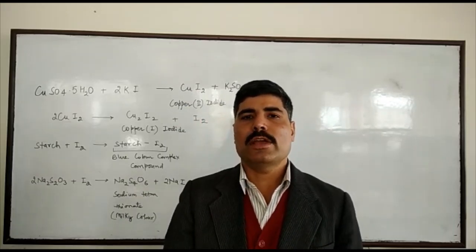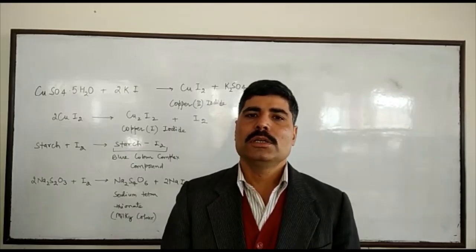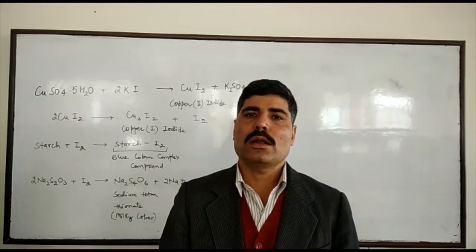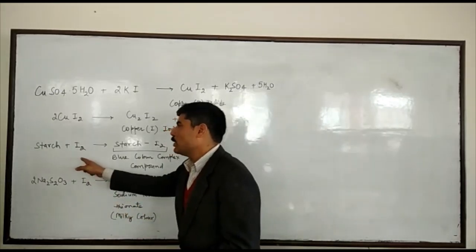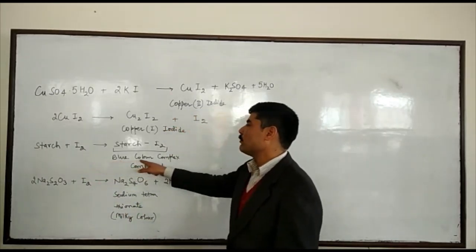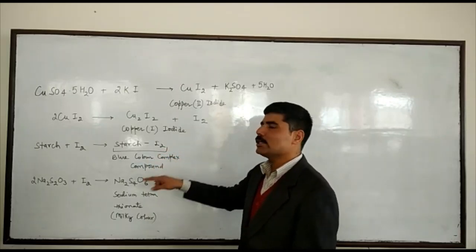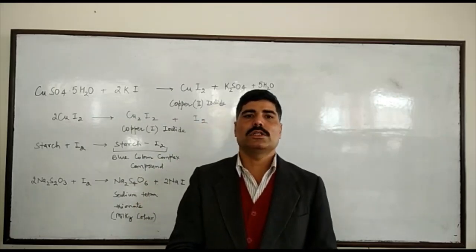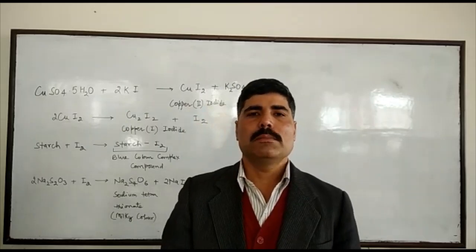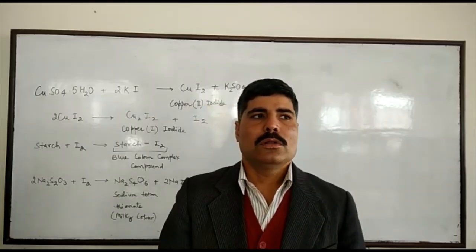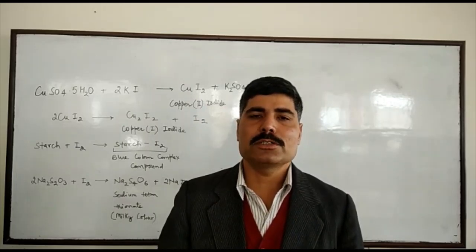And in the same solution, we have to add the freshly prepared starch. The starch, when mixed with the iodine, results in the formation of a blue color complex compound. And this blue color complex compound is further titrated with the N/25 sodium thiosulfate solution till a milky color appears. In this titration, we are using starch as an indicator and we have to give preference to the freshly prepared starch.